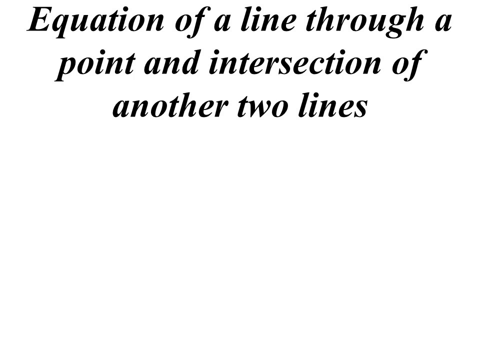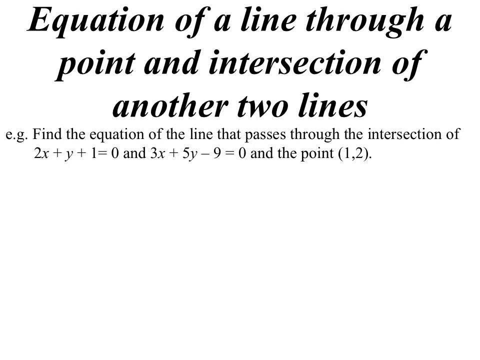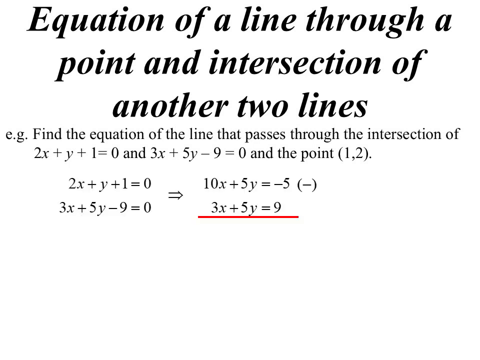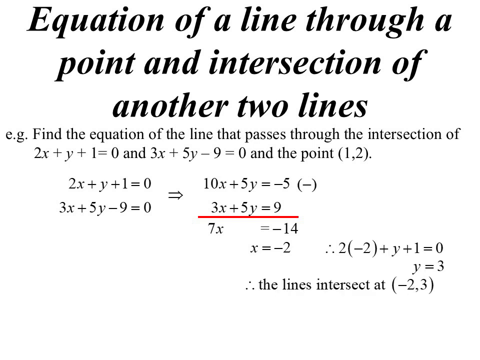How about this sort of question then? I want to find the equation of a line that goes through a particular point, but also the intersection of some other 2 lines. How could I do it? This sort of question I'm talking about. I've got 2 lines and I've got the point (1, 2), and I want to find the line that goes through the point of intersection of those 2 lines and (1, 2). So what have I got to do? Well, I've got to find the point of intersection, solve them simultaneously, and eventually, here we go, x is −2, y turns out to be 3. I now have 2 points, so I could find it.